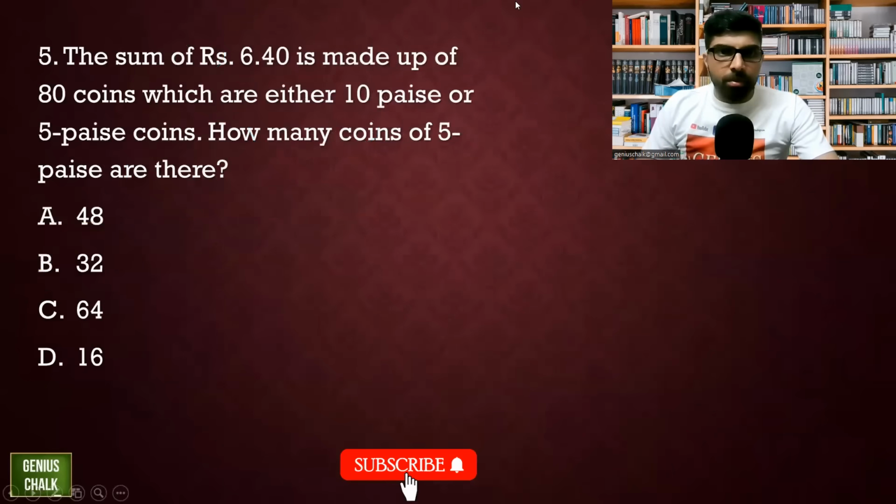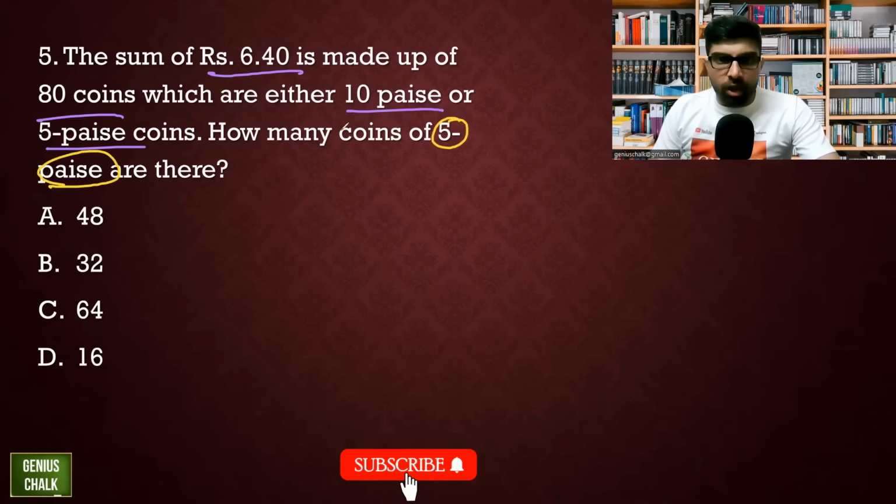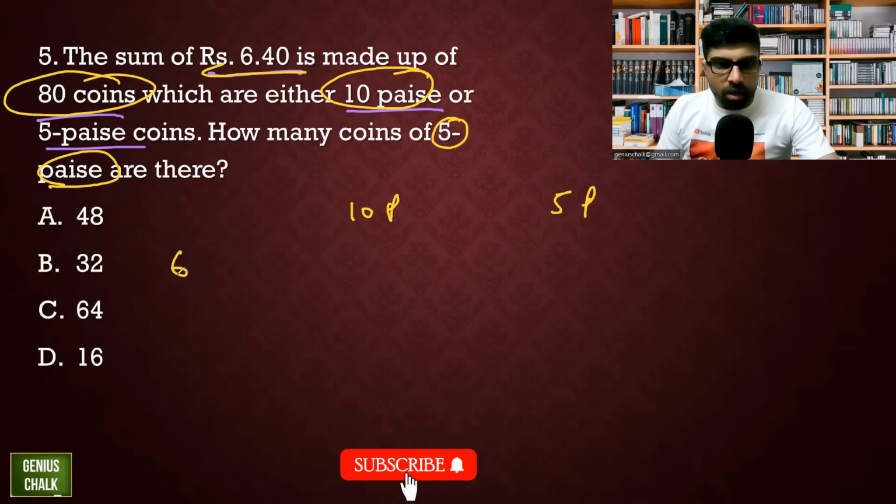Next one, similar type. A sum of rupees is made up of 80 coins, which are either 10 paise or 5 paise coins. How many coins of 5 paise are there? Fine, so there are two categories, 10 paise or 5 paise. 6.4 rupees is made up of 80 coins. So can I find how many paise in one coin? If I multiply 6.40 by 100, the decimal will be gone, so it is 640. Dividing by 80, it is 8.